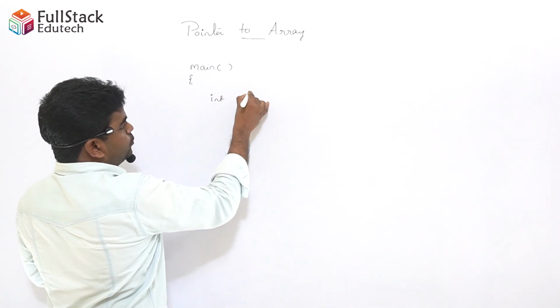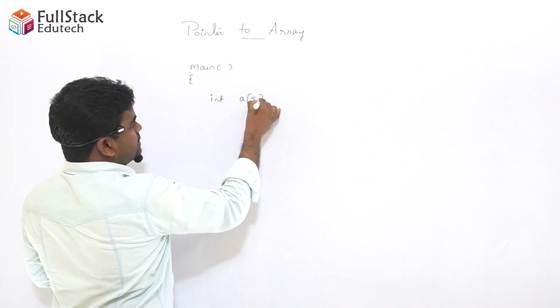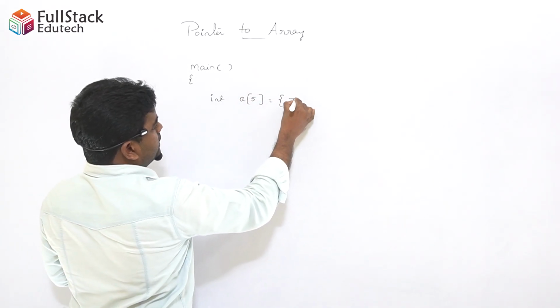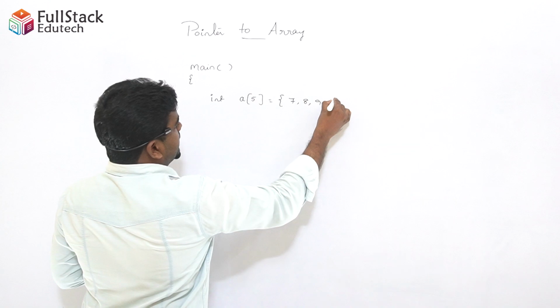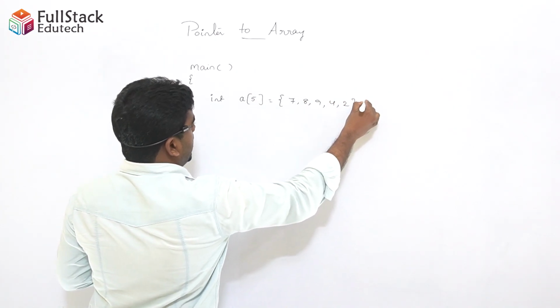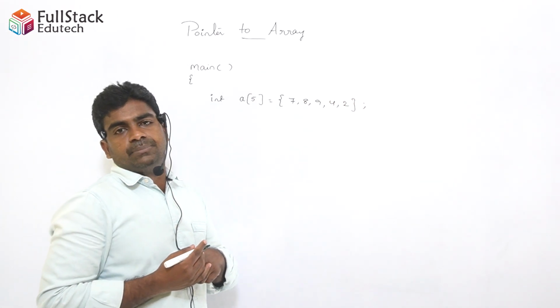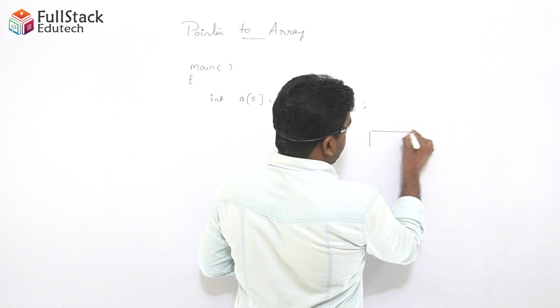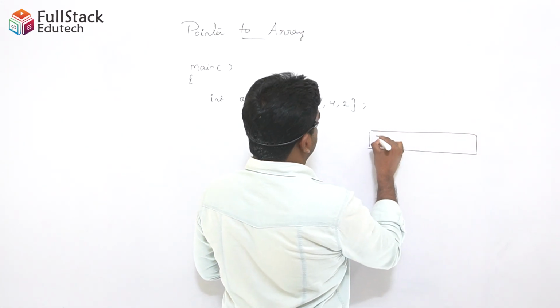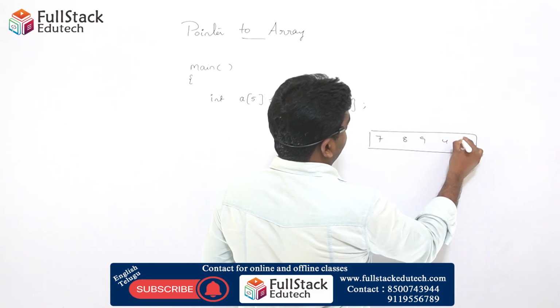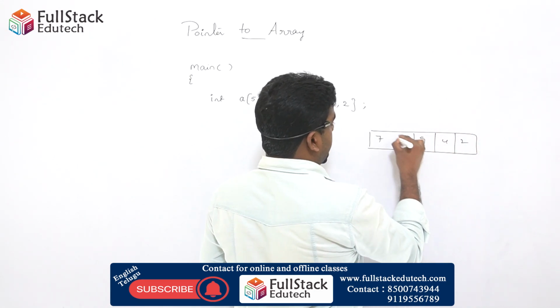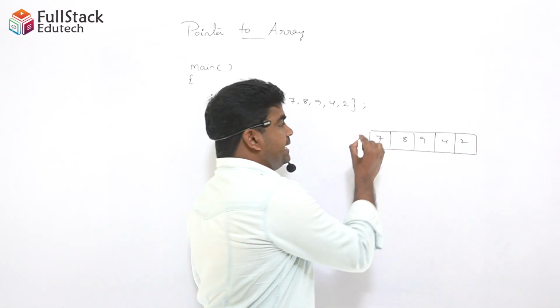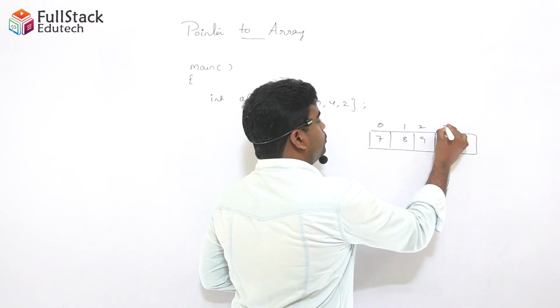Integer a, size 5, we are taking some values: 7, 8, 9, 4, 2. Some values we have taken simply. Now all the values get memory: 7, 8, 9, 4, 2, with the indexes 0, 1, 2, 3, 4.